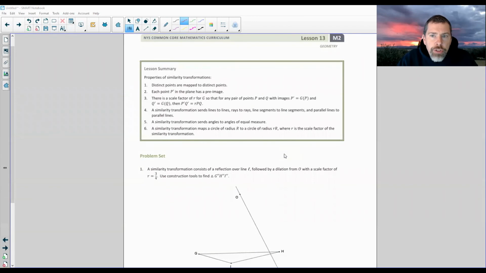All right, page 4 brings us to the end of lesson 13. Review the lesson summary and go to your problems.